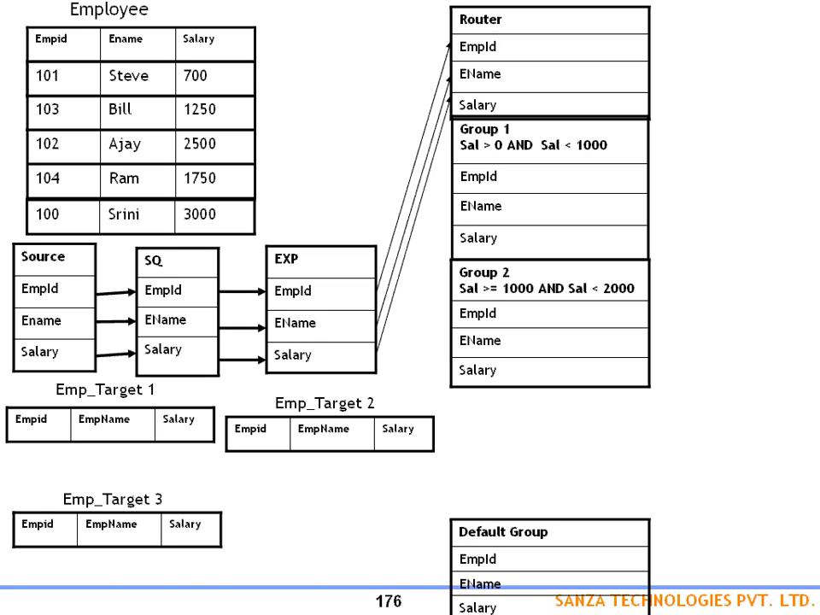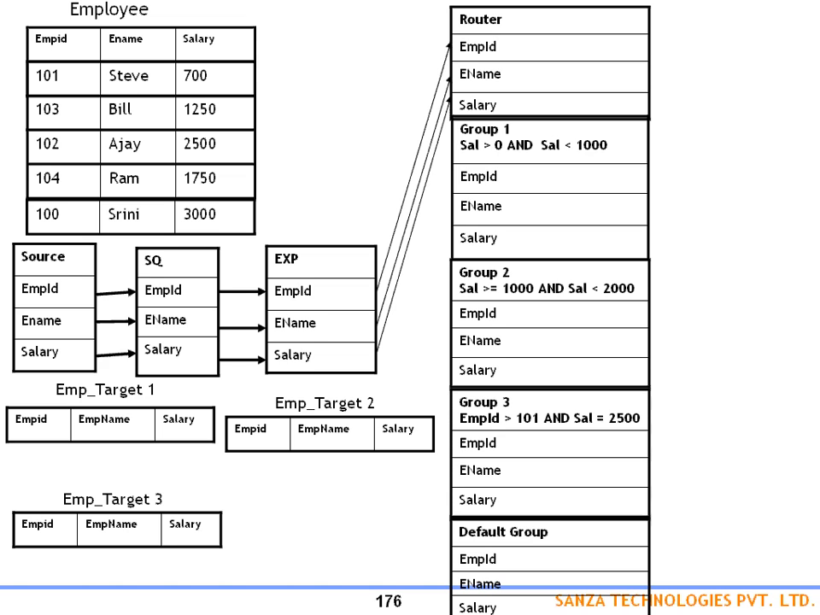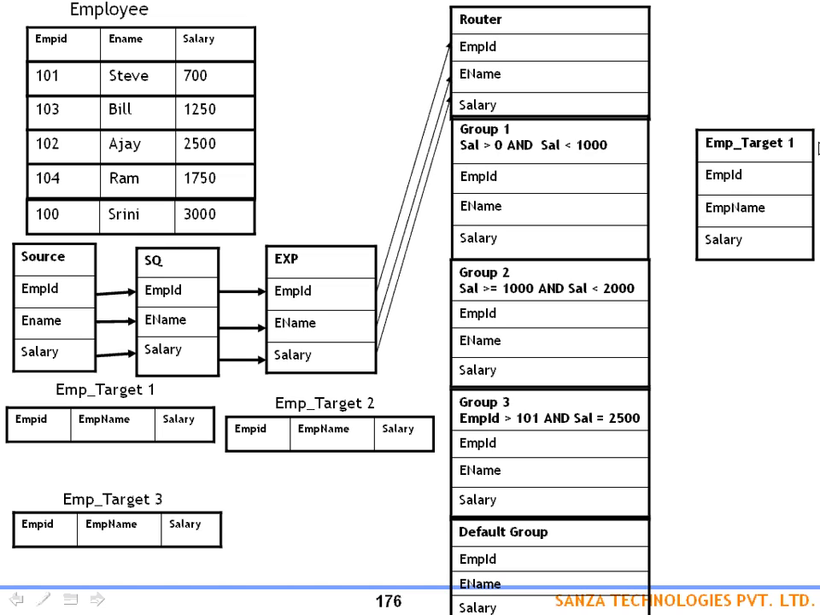Then another group condition, or you can call it another filter condition: if salary is greater than or equal to 1,000 and less than 2,000. Another filter condition or group condition, their employee is 101 and salary is 1,500. So this is called the input to that router transformation. That's why it is called the input group. Whichever group conditions are specified, those are called user-defined groups. They are output groups where the data will be streamed out. And as soon as you create one user-defined group, the default group will be created.